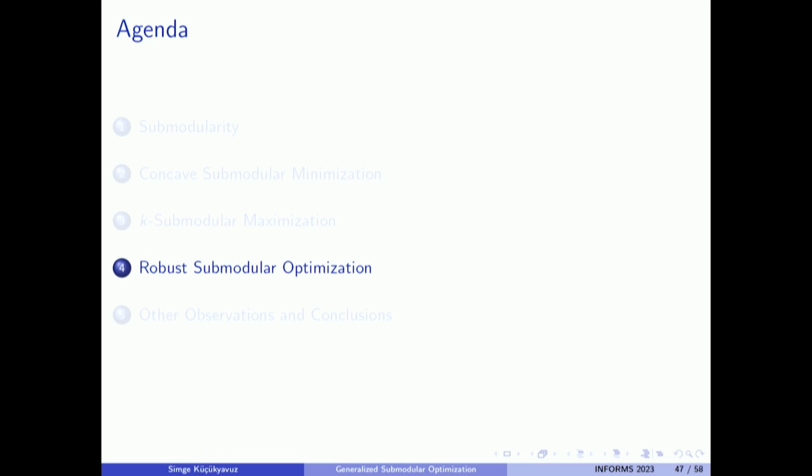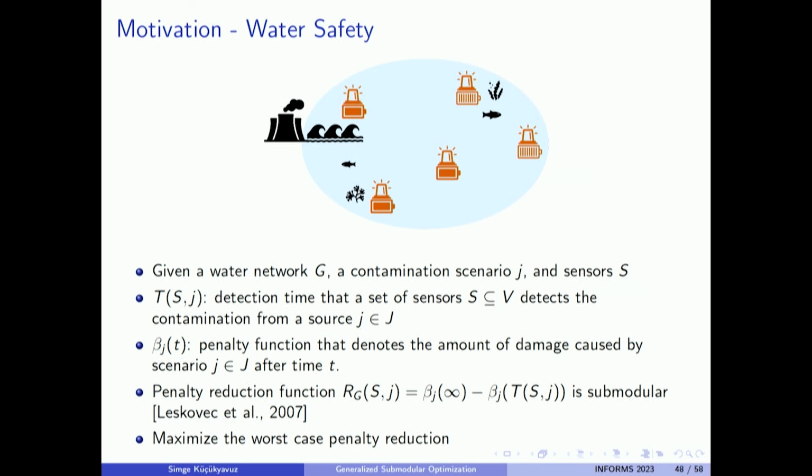Yeah, totally. So just the gist of another class of problems we refer to as robust submodular. I think this is also a very interesting application. The motivation for this problem came from problems in water distribution safety. So suppose we're given a water network and a contamination scenario, and we're trying to place sensors to detect this contamination. We have some detection time at which a set of sensors S detects the contamination from source j. So let's think of contamination scenarios as contamination sources for simplicity.